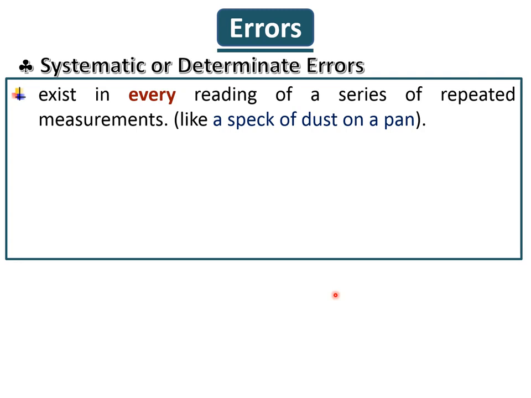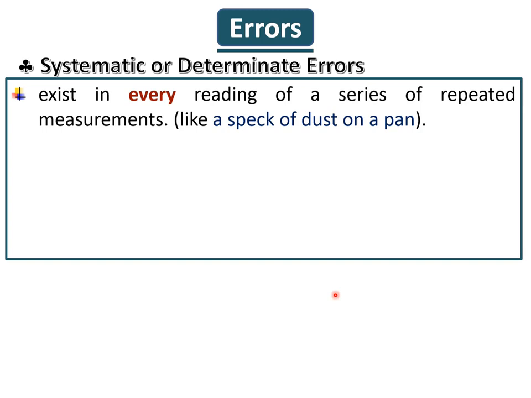Every time will be high or every time will be low. Every time will be in the negative direction or every time in the positive direction. Maybe less or more, but every time will be in the same direction, every time in the same value. This is called the systematic or determinate error.